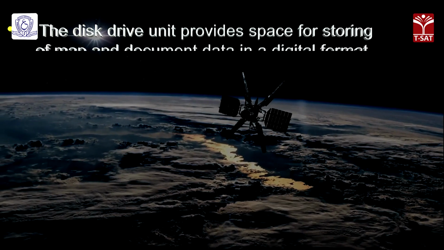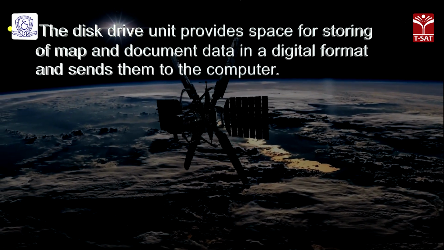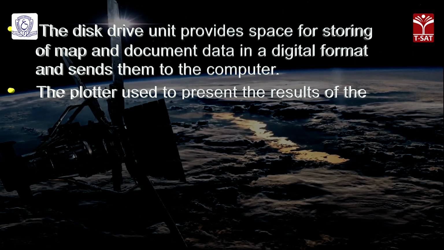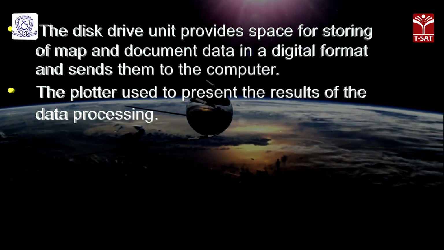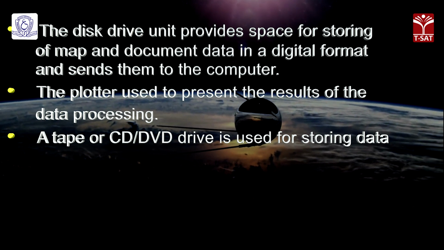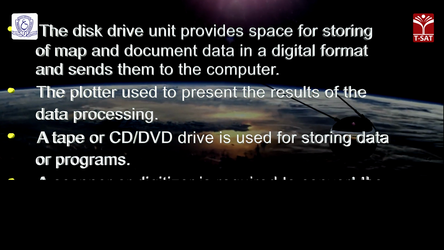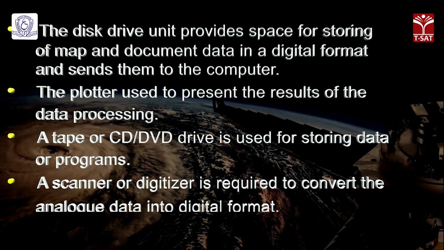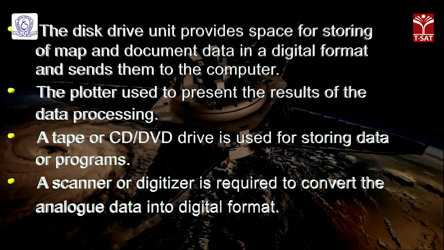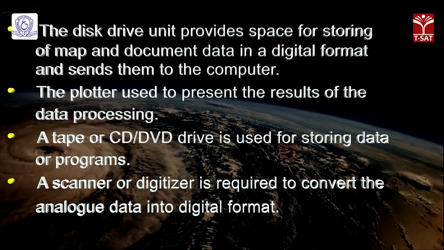The disk drive unit provides the space for storing map and document data in a digital format and sends them to a computer. The plotter is used to present the results of the data processing. A tape or CD, DVD drive is used for storing data or programs. A scanner or digitizer is required to convert the analog data into digital format.